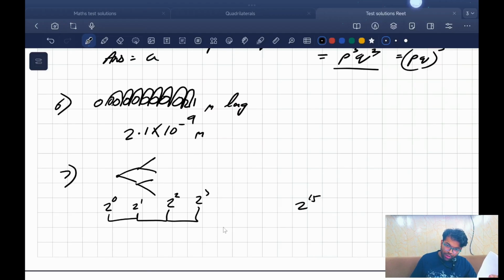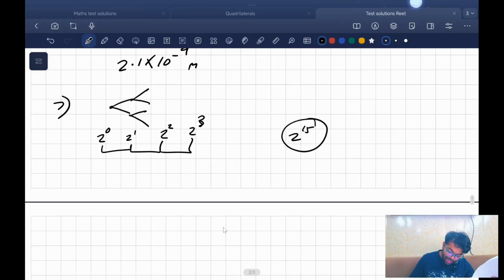In the first minute, you had 2 to the power 1, 2 drops, that means. In the second minute, you had 2 to the power 2 drops. In the third minute, 2 to the power of 3 drops. In the fourth minute, 2 to the power of 4 drops. So in which minute will you have 2 to the power of 15 drops? 15th minute, exactly.